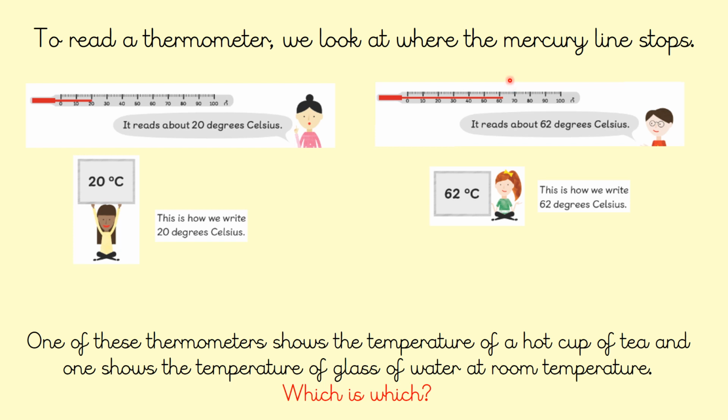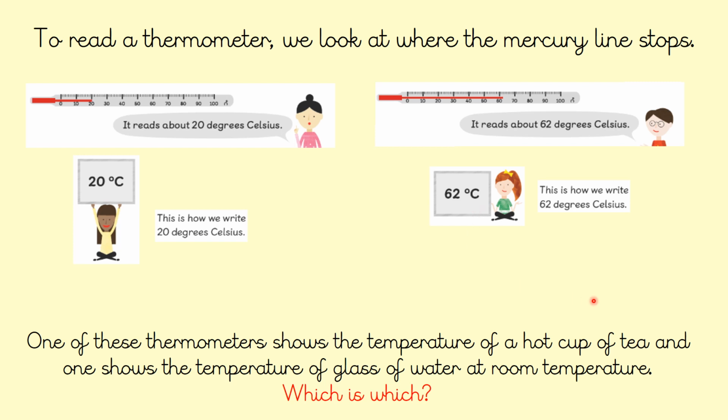It's not exactly in the middle of 60 and 70 here. In fact, it's not that much further past 60 at all. So Charles has estimated that it reads about 62 degrees Celsius. Just like when we looked at 20 degrees Celsius, we can write it with 62, the number, then a small circle for degrees, and a capital C for Celsius.